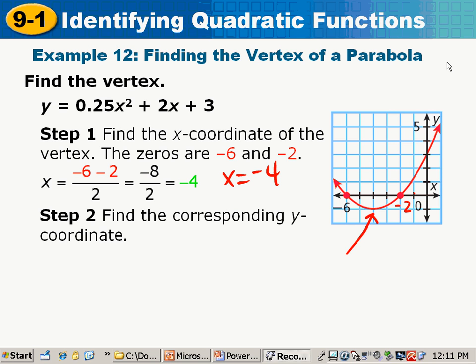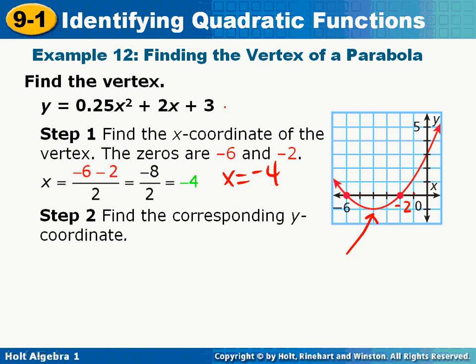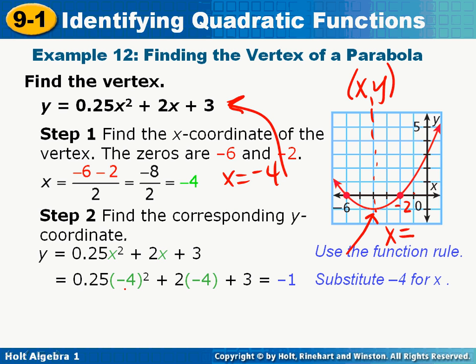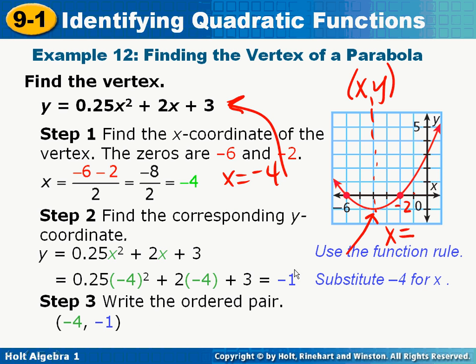Now I've got to take that negative 4, plug it back in to the original problem to find out what the y value of the vertex is. Remember, the vertex will always have an x and a y. The axis of symmetry only has an x. Okay, so I'm going to use the function rule, which is 0.25x squared plus 2x plus 3, and I'm going to substitute x is negative 4. I work that out, I get that the y value is negative 1, so the ordered pair is negative 4, negative 1. And the axis of symmetry will be negative 4.